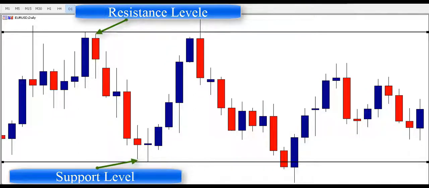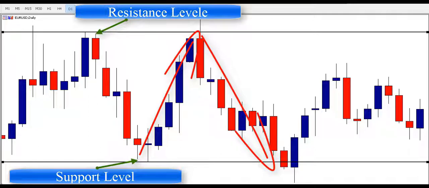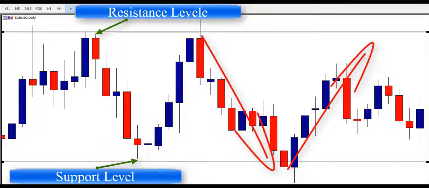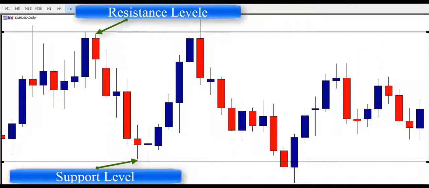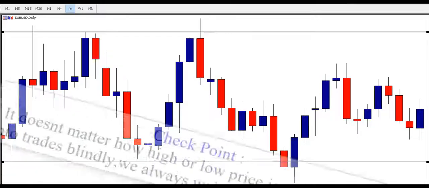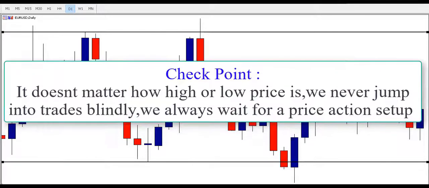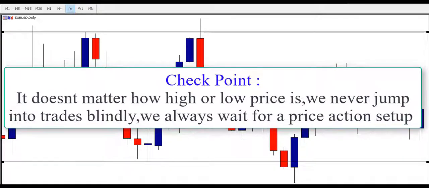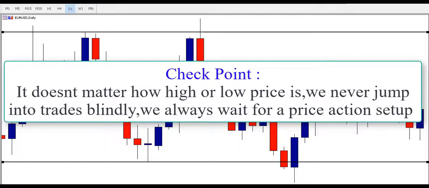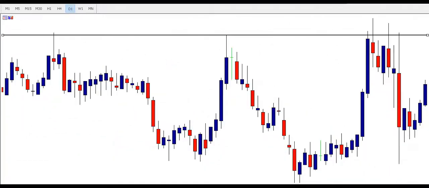As you can see, when prices reached this resistance level again, the market reversed in the opposite direction. It came down, hit the support level and reversed again. So here we can say that the market is trading between horizontal support and resistance levels. It doesn't matter how high or low price is. We never jump into trades blindly. We always wait for price action setups.